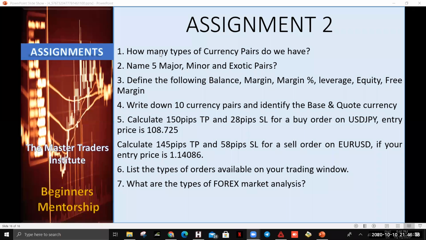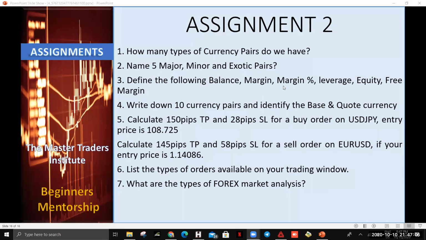So how many types of currency pairs do we have? Now let me give you an expo. This is very simple. Go to your MT4, download MetaTrader 4 on your platform, and there you can see how many currency pairs we have. Okay, so I'm giving you an expo, right? Name 5 major pairs. Remember what I told you the major pairs are, the minor pairs and the exotic pairs. Remember that major pairs are the pairs that have what? USD. I'm not supposed to tell you, but I'm just telling you.